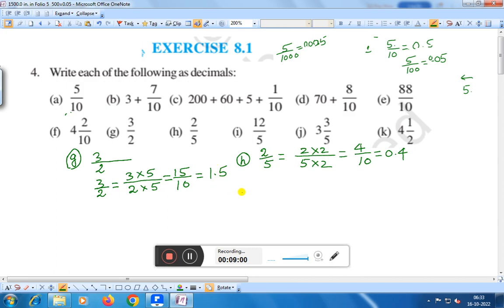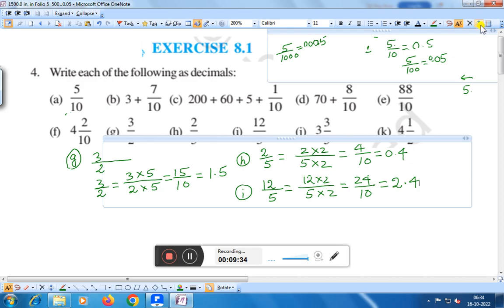Now question number I. Question number I is 12 by 5. To make the denominator 10, you have to multiply 5 with 2. 5 into 2, and this is 12 into 2. 12 times 2 is 24, and 5 times 2 is 10. You have to shift the point towards the left one place. That is 2.4. This is the solution of question number I.